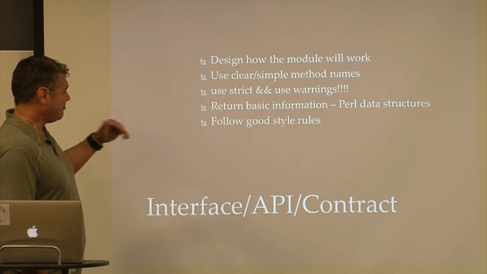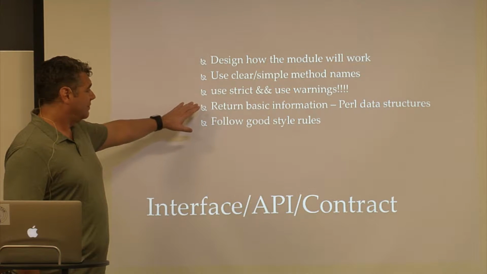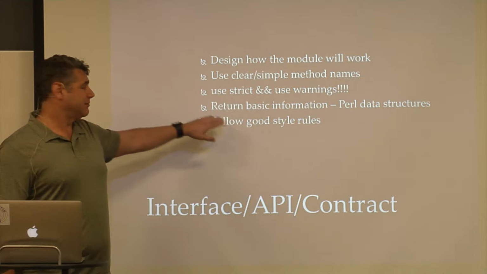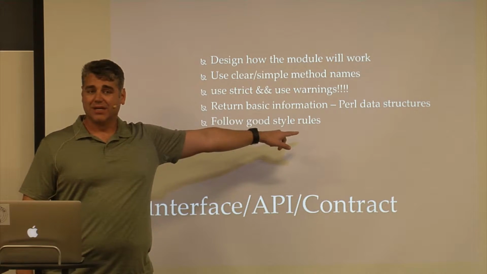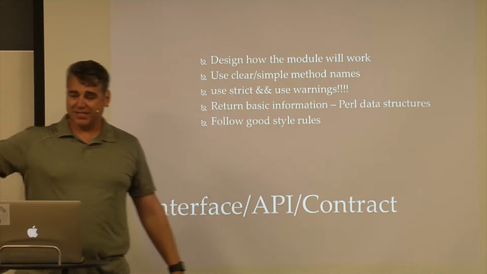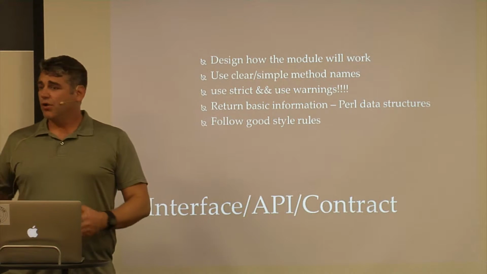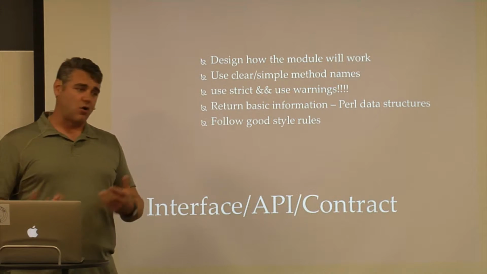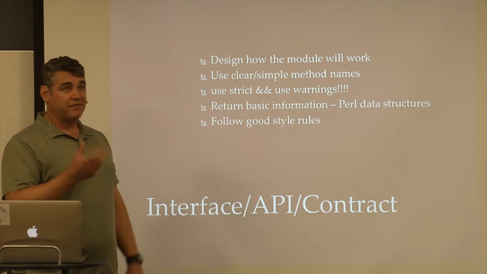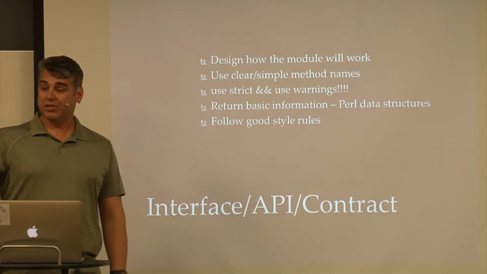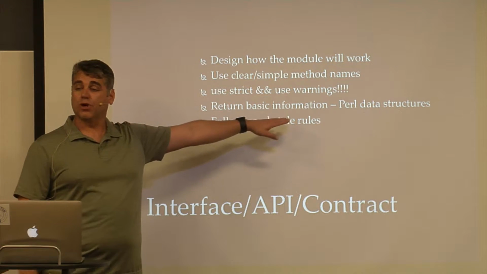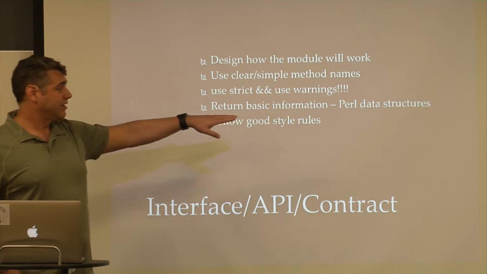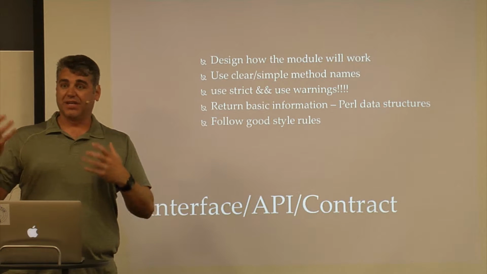So if you're interfacing with an outside system, always return basic information, like Perl data structures. If you are hitting an API that's sending back JSON information, don't return the JSON information and then hope that you're going to decode it. Offer a method to get to the original raw data, definitely. But what you want out of it is something that you can work with, not something that you have to then do something new with.